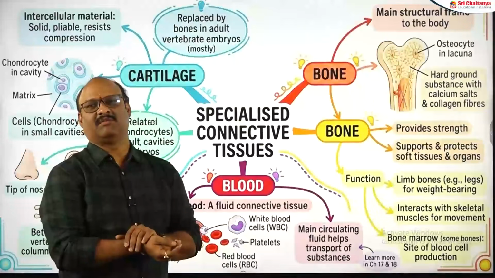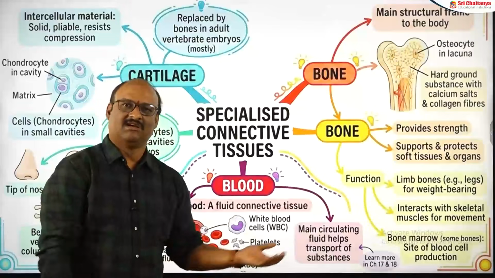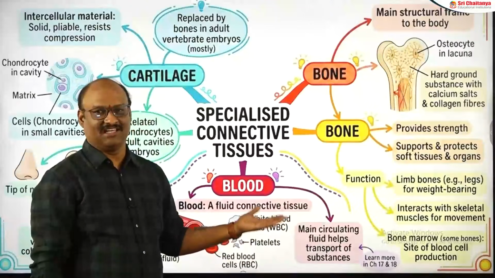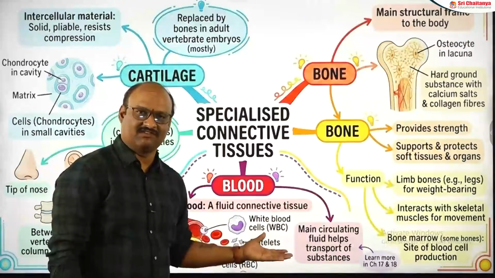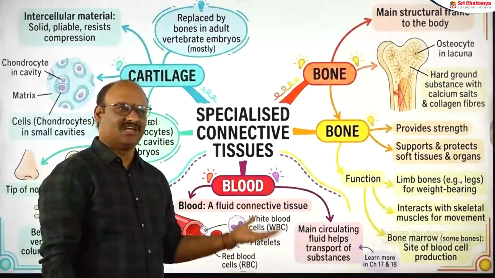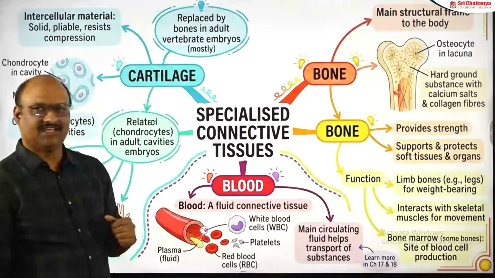Here just remember the types of cells present in the blood and the components present inside the blood. So this is also a specialized connective tissue, the fluid connective tissue, which connects different parts of the body.